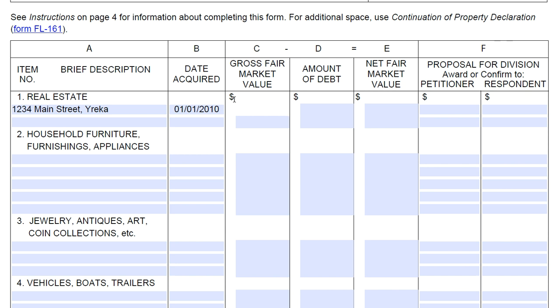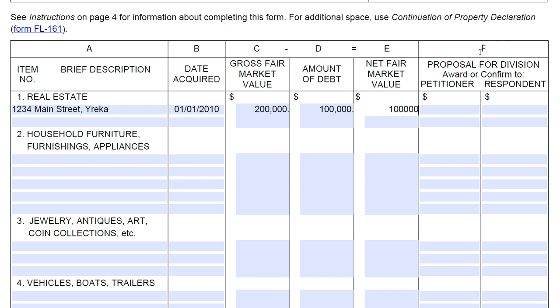So maybe your house is worth $200,000, and the amount of debt, maybe you owe $100,000, which means that the net fair market value, which is the amount that you would receive after you sold it and you paid off the debt, in this case would be $100,000, because it's worth 200 minus the 100 that you owe.